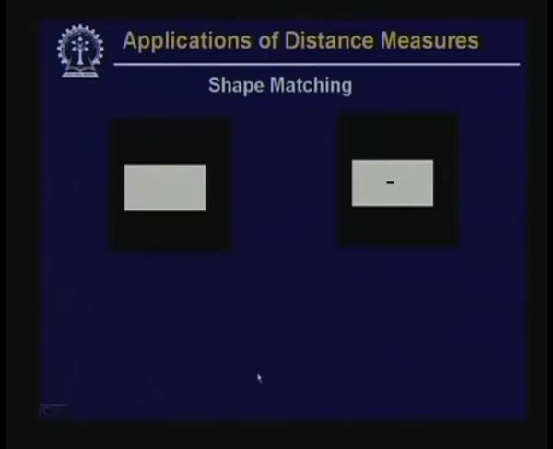If I take the skeleton of this particular shape, you find that this third figure gives you the skeleton of the first shape. Similarly, the fourth figure gives you the skeleton of the second shape. Now, if I compare these two skeletons rather than comparing the original shapes, you find that there is a lot of difference between these two skeletons.